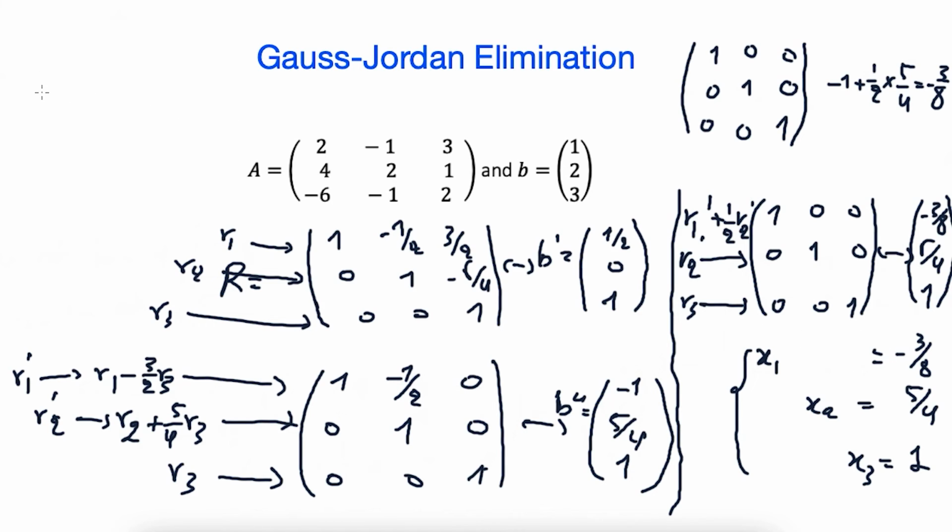Now we have seen the methods that we can use for any linear system, the substitution methods, the Gaussian methods, and now the Gauss-Jordan method. In the next lectures, we will see the LU decomposition method and Cramer's rule method.